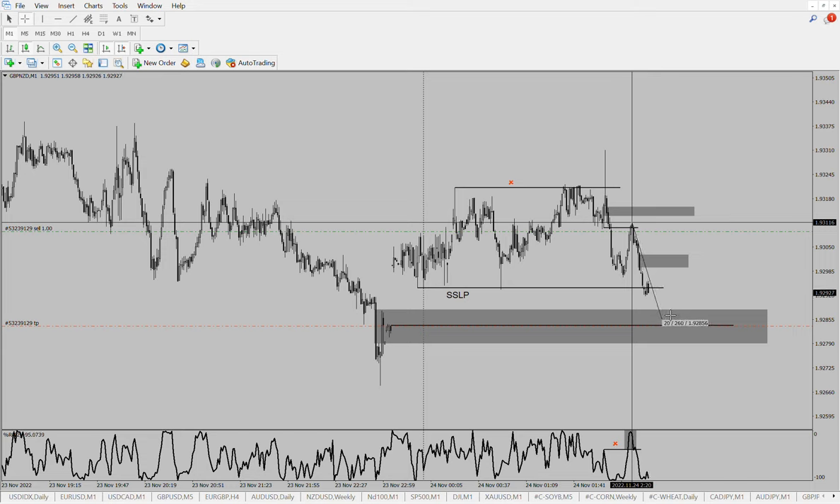Hopefully less than 20 minutes. We want to see this expand lower now. Came back up into this fair value gap. We want to see this low get taken out with some speed.